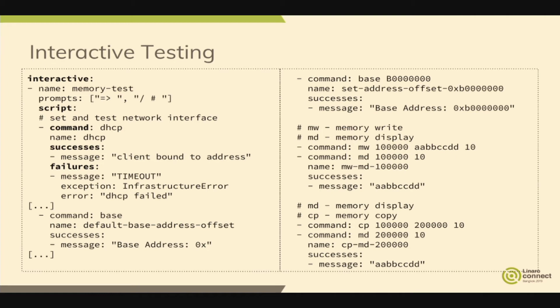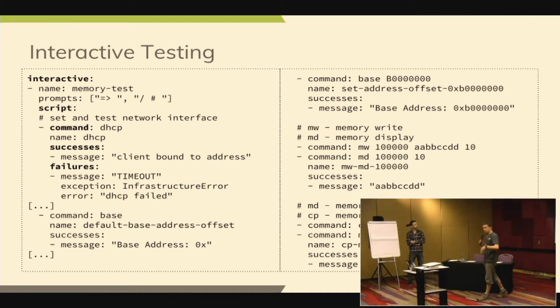So for example, on this one, you will see commands. I want to type DHCP. So Lava will just send DHCP, enter, and it will have a list of messages to expect. If it's matching "client bound to address", it's a success. If it's matching timeouts, it's a DHCP failure. And it's, I think, an infrastructure error. So it's matched as an infrastructure error, not a test error.